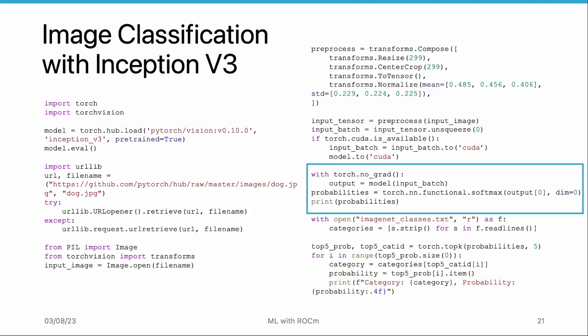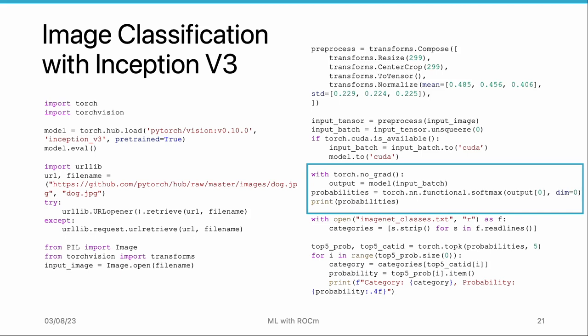To ensure that no gradients are computed during the evaluation process, we use the torch.no_grad context manager. This temporarily disables gradient computation, which reduces memory usage and speeds up the evaluation. Within this context, we pass the input batch to the model function. The output variable now holds the output of the model for the given input batch.